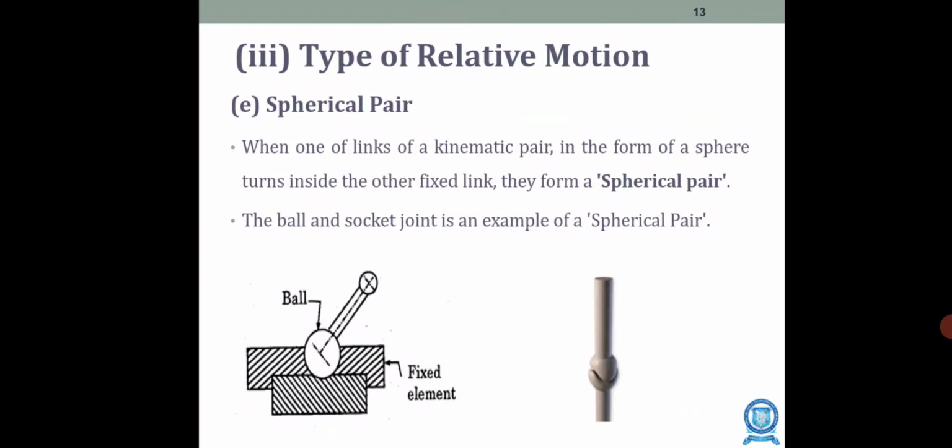This spherical pair is when one of the links of a kinematic pair is in the form of a sphere and it turns inside the other fixed link. You can see here, the ball and socket joint is an example of a spherical pair.